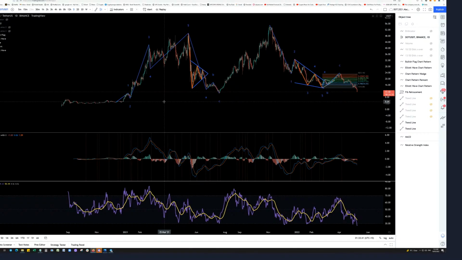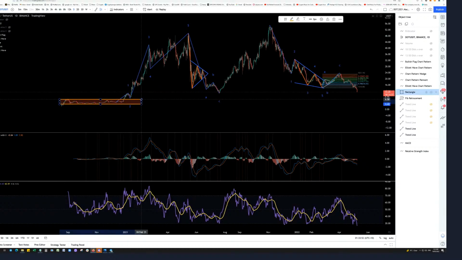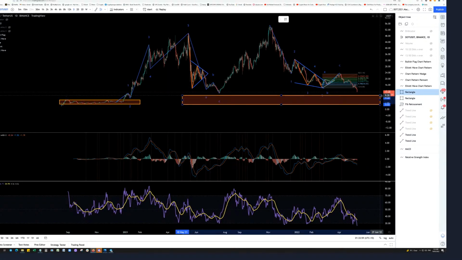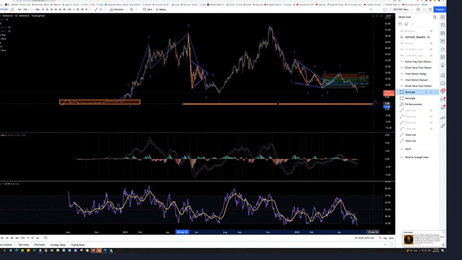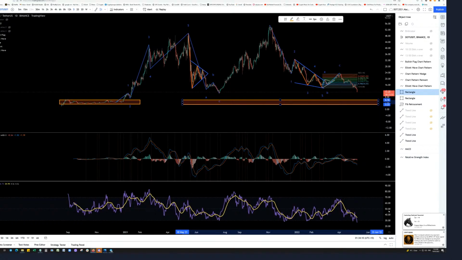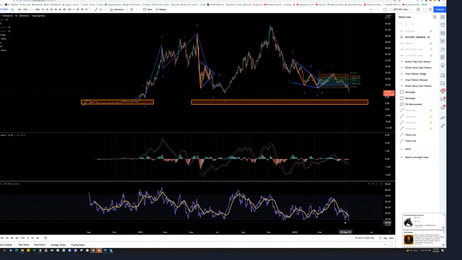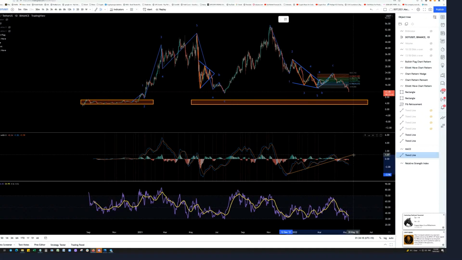Yeah, DOT will go down to this level. This level was accumulation, and it's possible that it can go down further. But I think that's where it's headed. The RSI is pretty much all the way extended. And we can see that the MACD, once it breaks this level, this straight line here, it just went downwards.